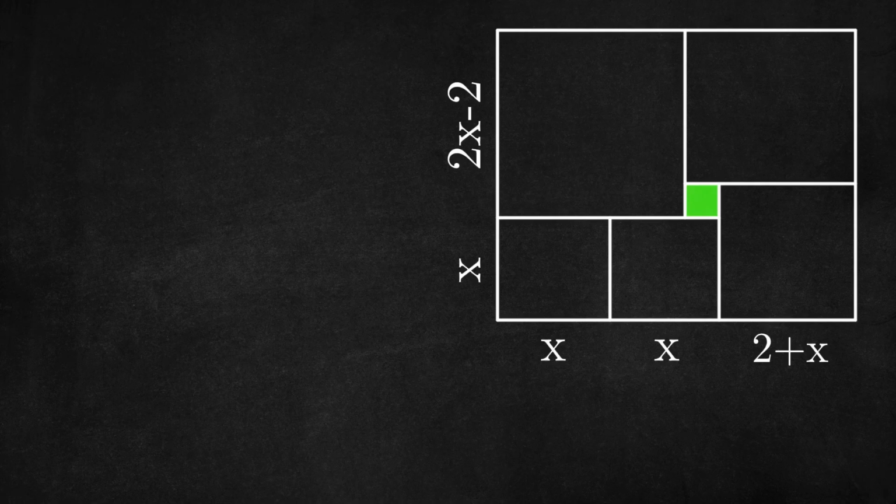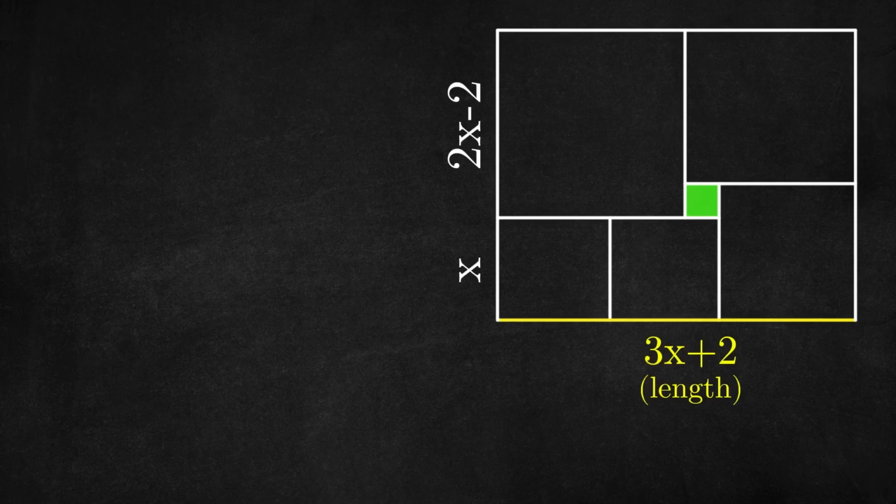At this point, we already know all the side measures of all the squares. It's time to find the area of the entire rectangle. The length of the rectangle is x plus 2 plus x. This simplifies to 3x plus 2.